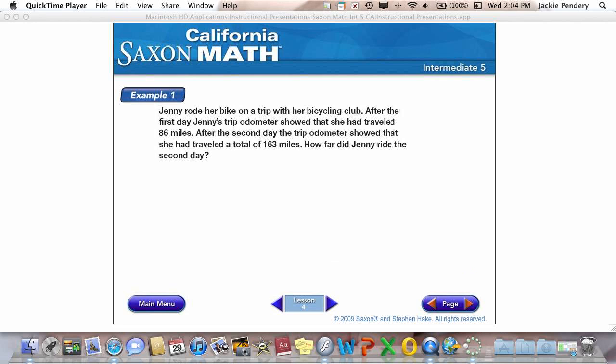So here we have Jenny. Jenny rode her bike on a trip with her bicycling club. After the first day, Jenny's trip odometer showed that she had traveled 86 miles. After the second day, the trip odometer showed that she had traveled a total of 163 miles. How far did Jenny ride the second day?